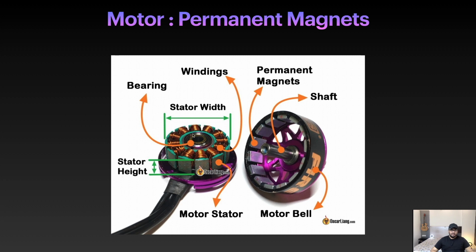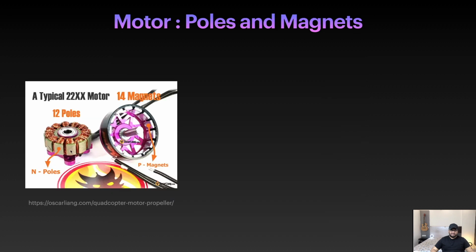These are nothing but the copper winding around the stator, and the number of turns, the gauge of the wire used, the quality of this wire, the total number of electromagnets, and the quality of these magnets together determine the motor performance, and they are called poles and magnets. The poles are the electromagnet part on the stator, and the magnets are the part of the rotor which is on the bell. Depending on how many poles and how many magnets a motor has, the performance of the motor changes.